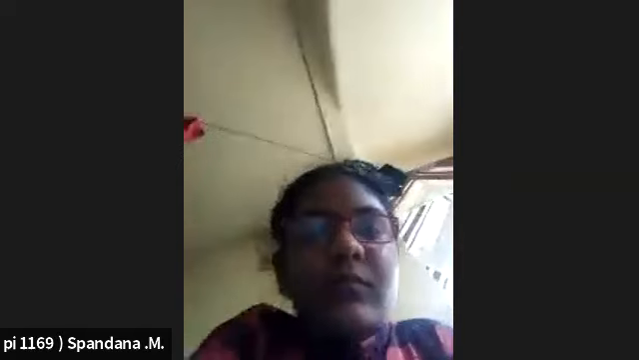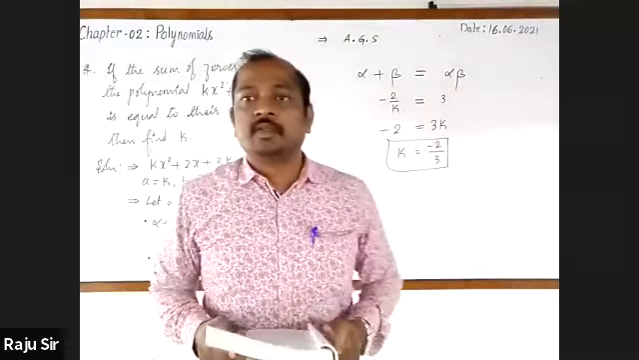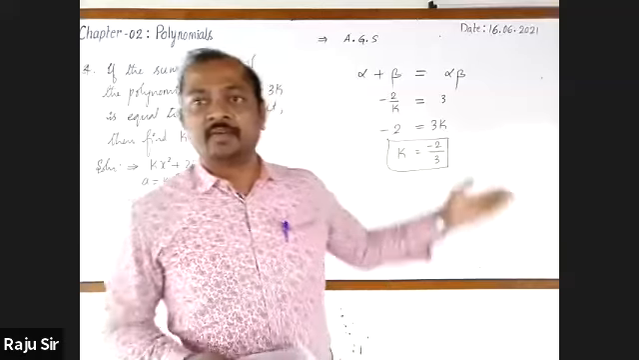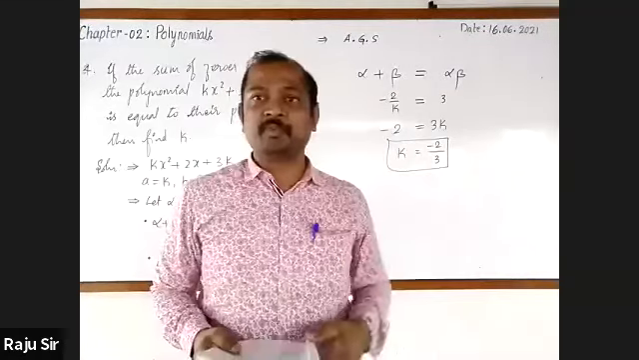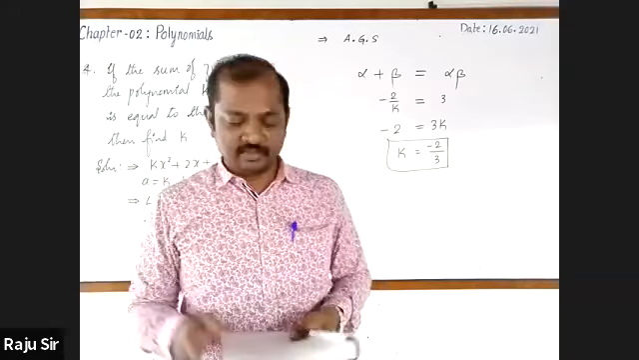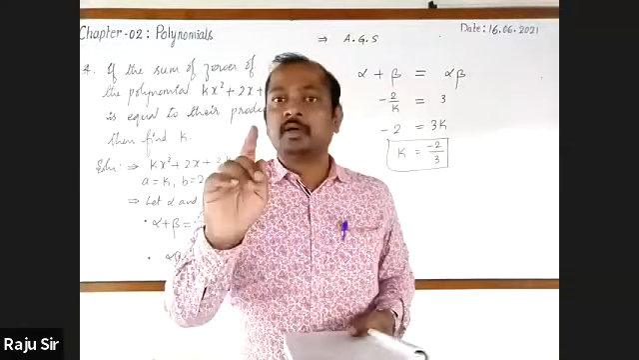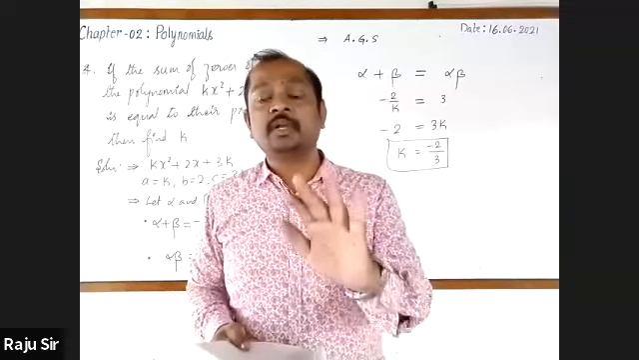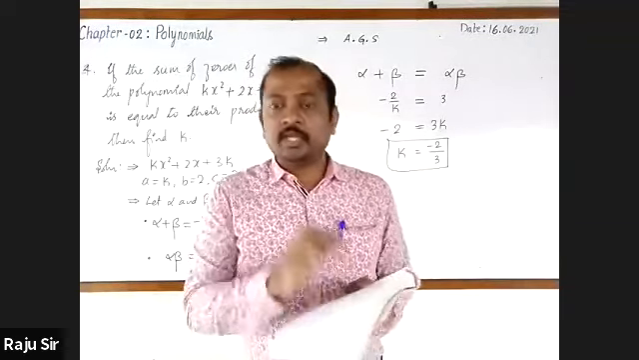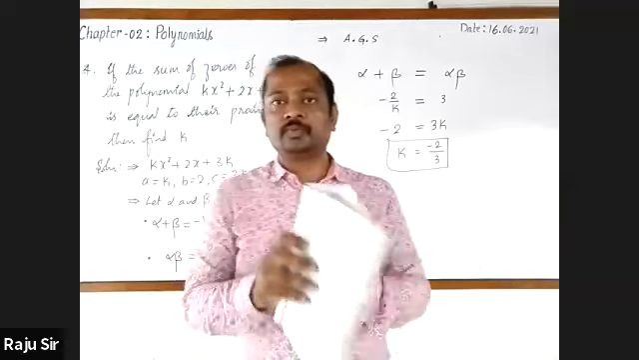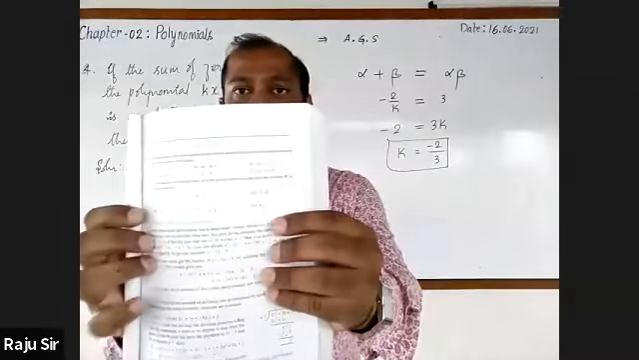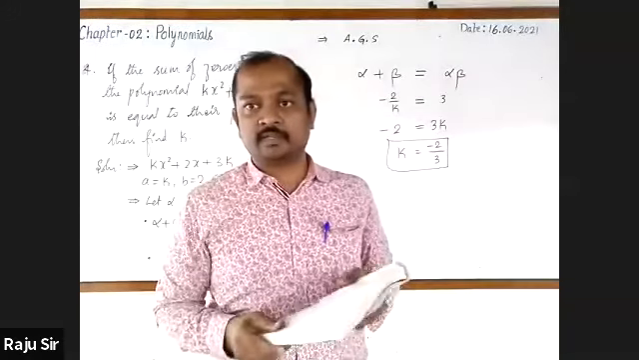Just listen to me. So we have solved all the types of problems related to zeros of the polynomial. From the examination point of view, it's enough. And next we have exercise 2.2. This is exercise 2.2. In this, only 2 mains are there.